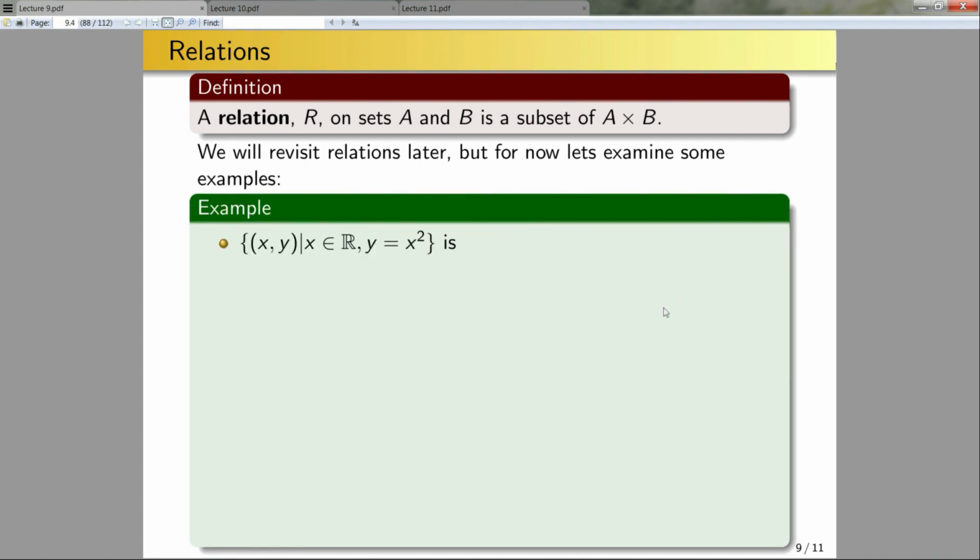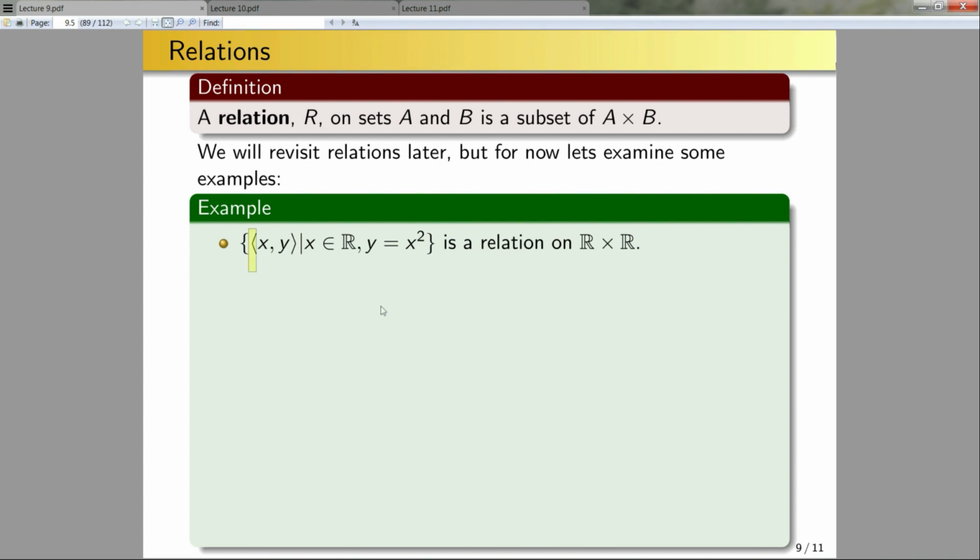So an example, the set of all points x comma y such that x is a real number and y is equal to x squared is a relation on R cross R. Here I should have used the square brackets, and I will fix that now. So just keep in mind that you should be using these brackets and not parentheses.